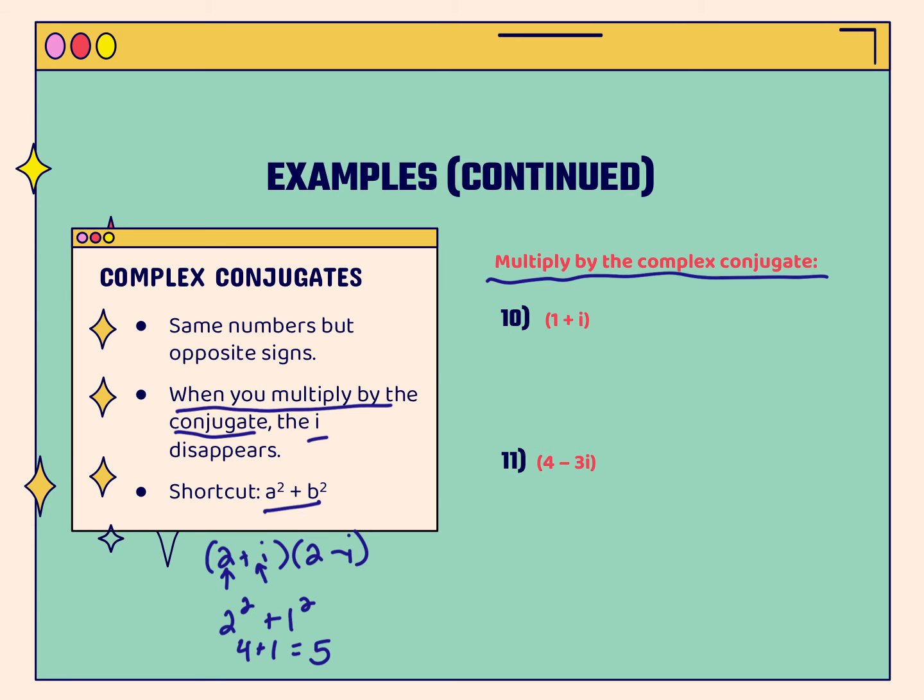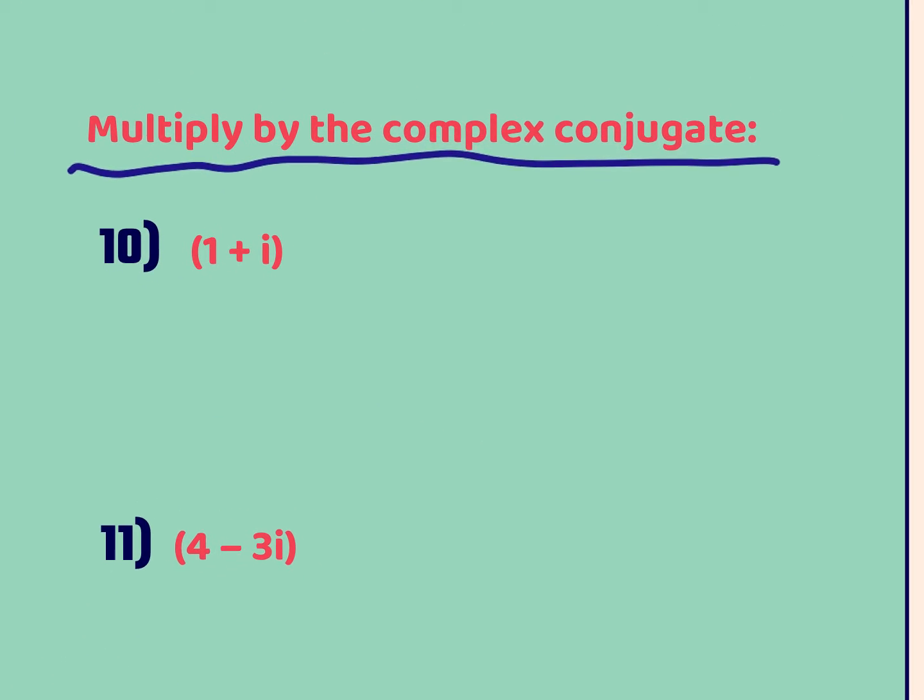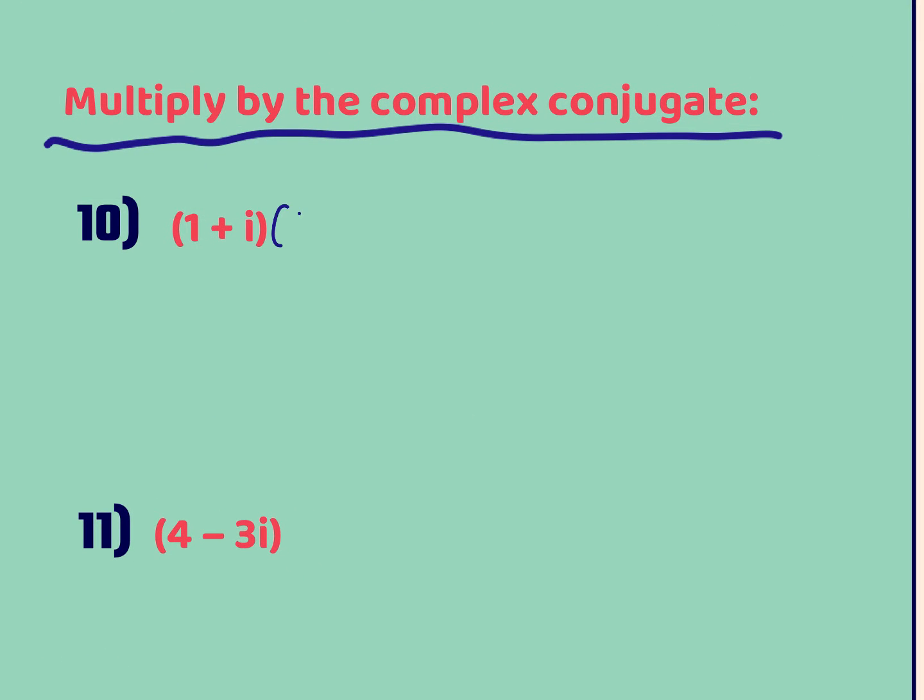All right, so numbers 10 and 11 say multiply by the complex conjugate. First thing we have to do is figure out what the conjugate is. So if it's 1 plus i, then the conjugate would be 1 minus i. Two choices, FOIL this out. 1 times 1, 1 times i, 1 times negative i, 1 times i, and i times negative i, which would be negative i squared. The i squared becomes negative 1, and minus a negative 1 becomes plus 1. And I end up with 1 plus 1 or 2.